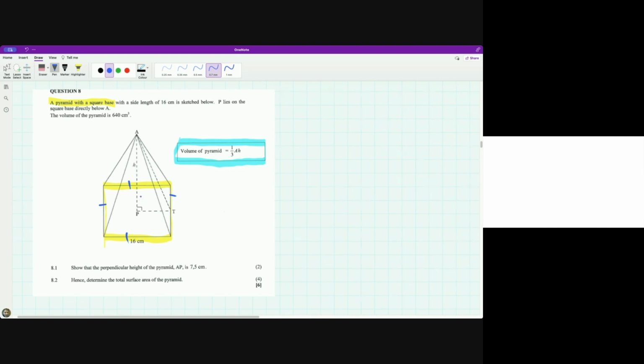P lies on the square base below. The volume is 640 centimeters cubed. Okay, question number 1. Show that the perpendicular height of the pyramid, AP, is 7.5 centimeters. So where is AP? It's here. Who can tell me how we are going to show that this is 7.5 centimeters?